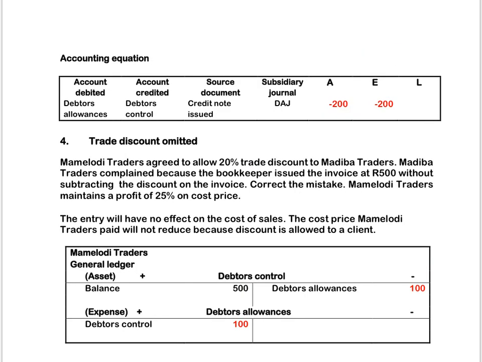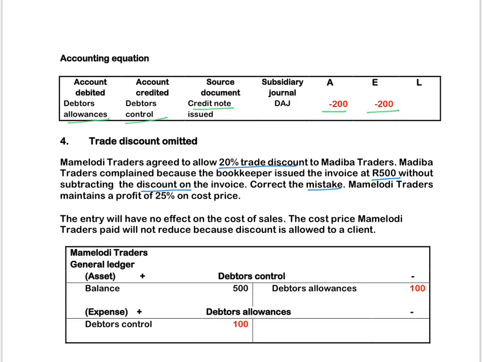Debtors allowances is debited to decrease profits, that will decrease equity. Debtors control is credited to decrease the assets, and we will issue a credit note. Mamelodi traders agreed to allow 20% trade discount. Madiba traders complained because the bookkeeper issued the invoice at 500 without subtracting the 20% trade discount. We have to correct this mistake.